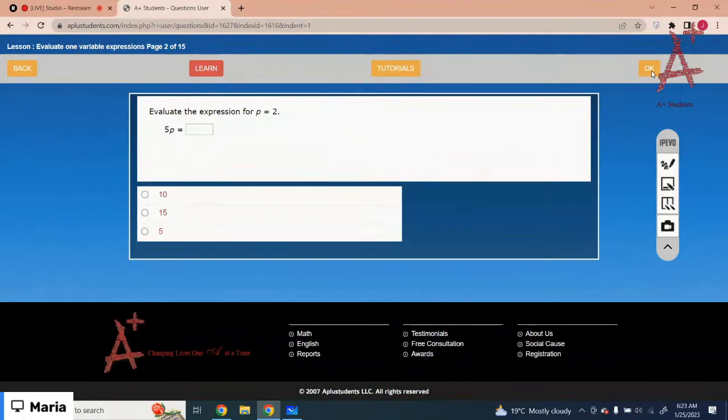Okay, the next one is evaluate the expression for p equals 2. So just replace the p with a value. It would be 5 times 2, and 5 times 2 equals, yes, 10. So the correct option is 10.